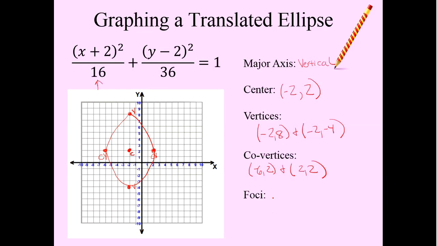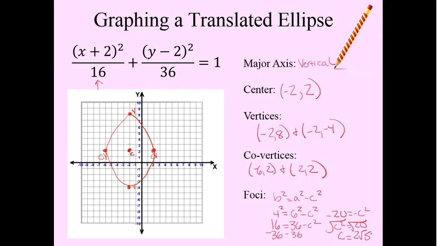Foci, you're going to find them the same way. So it's going to be b squared equals a squared minus c squared. So my b is 1, 2, 3, 4, right? So this could be 4 squared. A squared, my a is 6, because that's the distance of the center to the vertice. So I got 16 equals 36 minus c squared. So subtract 36. I'm going to get negative 20 equals negative c squared, or c squared equals 20. Square root both sides. So I'm going to get c equals 2 square roots of 5, right?